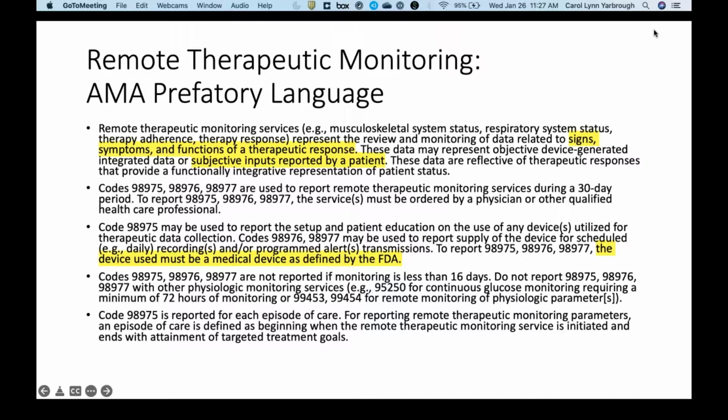So again, like remote physiological monitoring, which is related to physiological signs and symptoms, like your vitals. That's all it is, your vitals. There are 30-day time periods. The services also must be ordered by a physician or other QHP, like an APP.